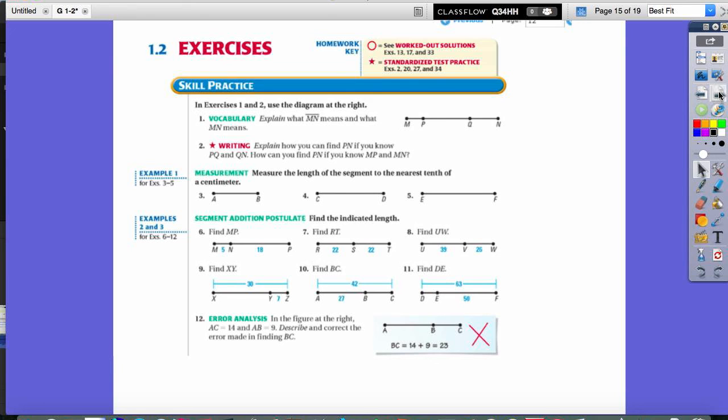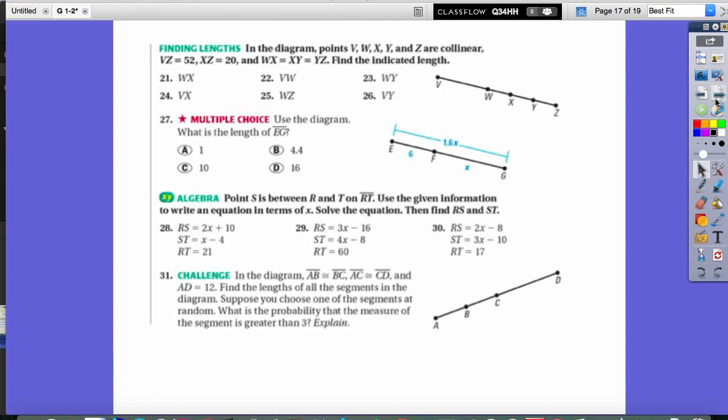And now here are the problems that your homework comes from.